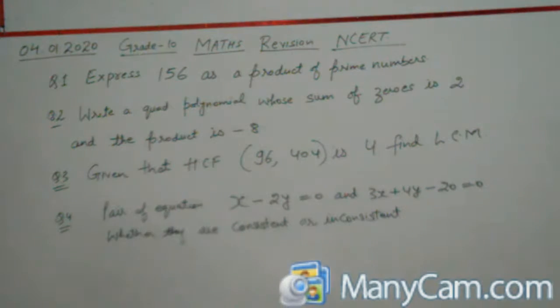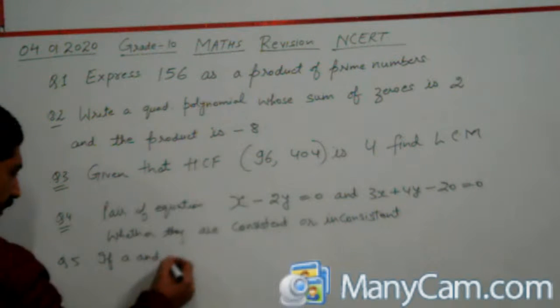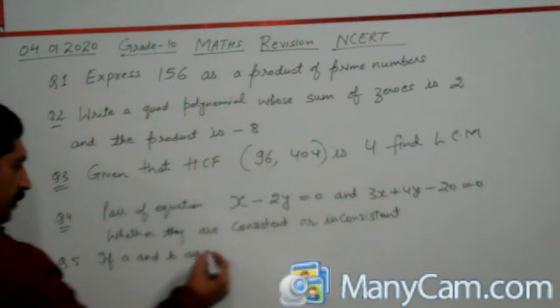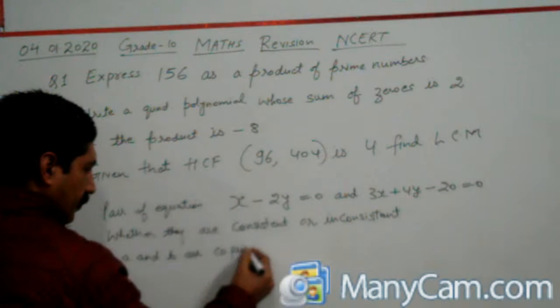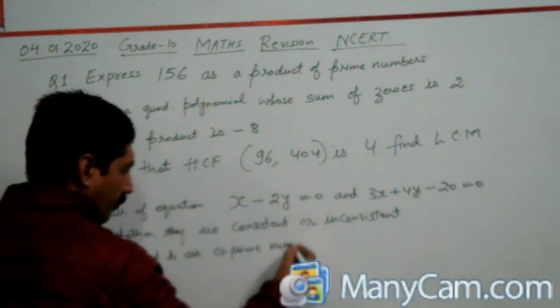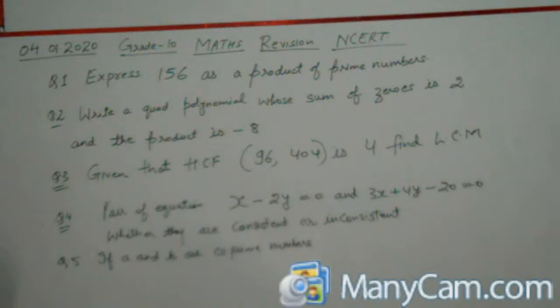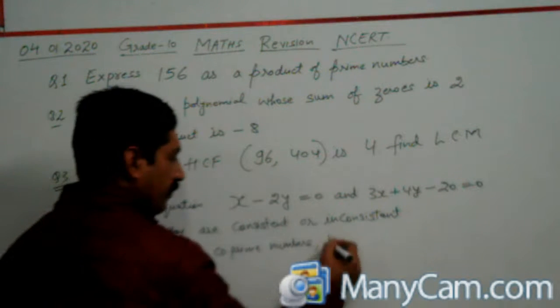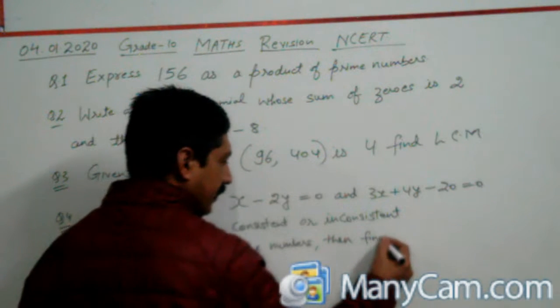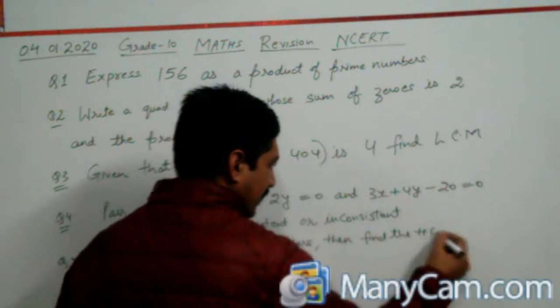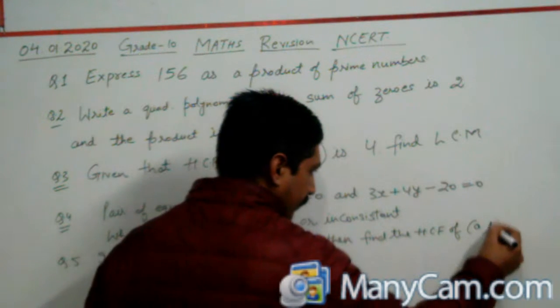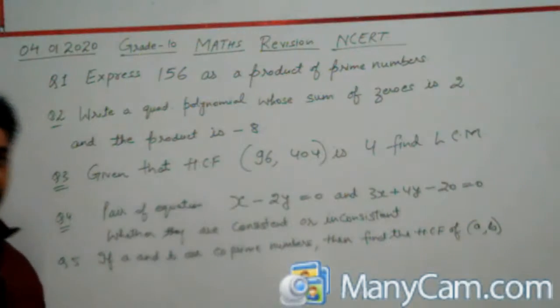Next question. Question number 5: If A and B are co-prime numbers, then find the HCF of A and B. It is a very simple statement question.